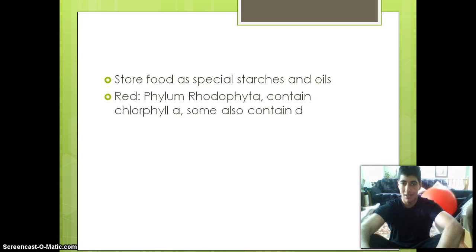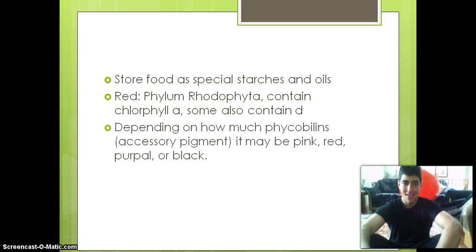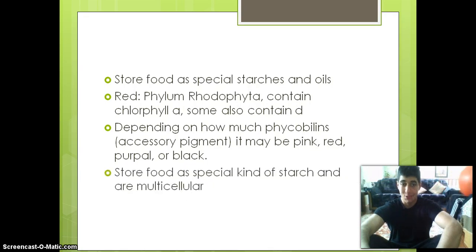Red algae is part of phylum Rhodophyta and contains chlorophyll A. Some also contain D. Depending on how much phycobilins, it may be pink, red, purple, or black. The red algae store food as a special kind of starch and are multicellular.